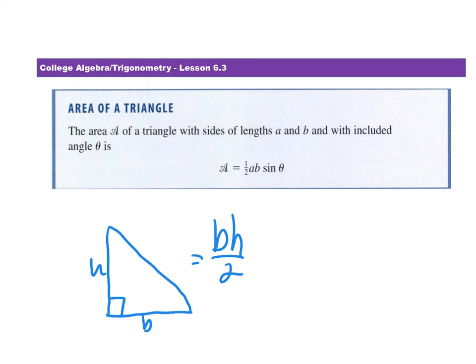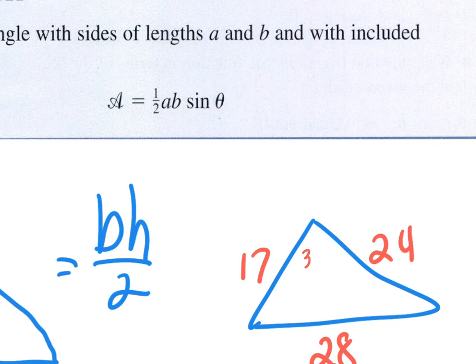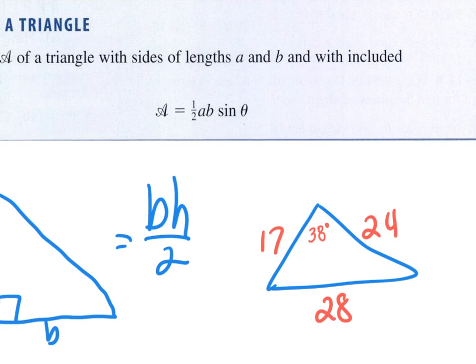We're going to talk about the area of a triangle, and they're going to give you 2 side lengths and an included angle. So if I gave you a triangle like this, I know it's not a right triangle because you don't see the little right angle thing. So if I told you this was 17, this was 24, and this was 28, and I told you that this angle right here was 38 degrees, this formula, I have to use 2 of the sides and the angle that's included. That means the angle in between.